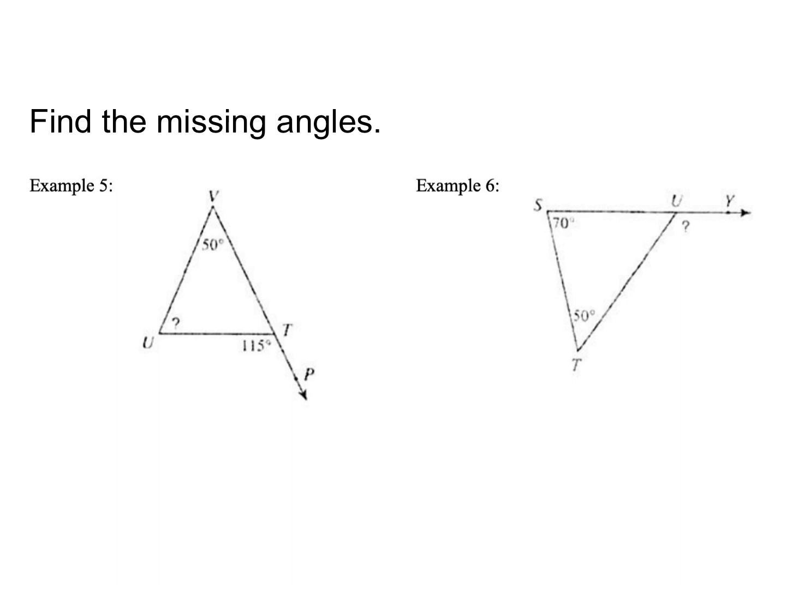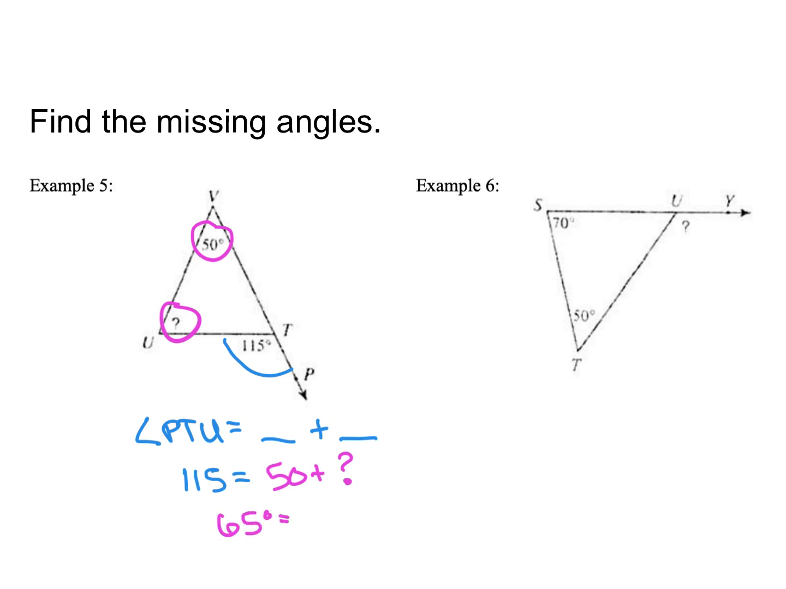All right, let's go ahead and find example number 5. This exterior angle, which is PTU, is going to be the addition of the two on the inside, right? So this is the exterior angle theorem, and angle PTU is 115. We add together the ones inside. So we have a 50 and we have a question mark. I need something added to 50 to make 115. Well, that's going to be 65 degrees for that question mark.